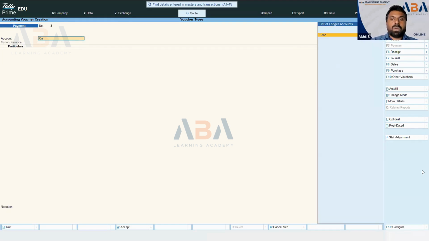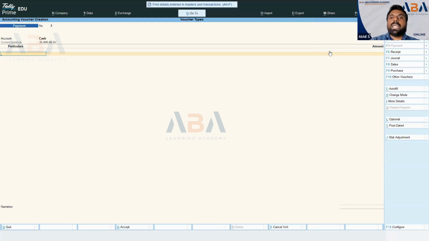So the cash account. Here, if you press spacebar, it will list out only the cash and bank accounts. That is because it is asking us from which account we are making the payment. So no other ledger will appear here. You have to be very careful about that. No other ledger will appear in the account column of payment or receipt. The account column will always show a bank account or cash account. So here I'm selecting cash.